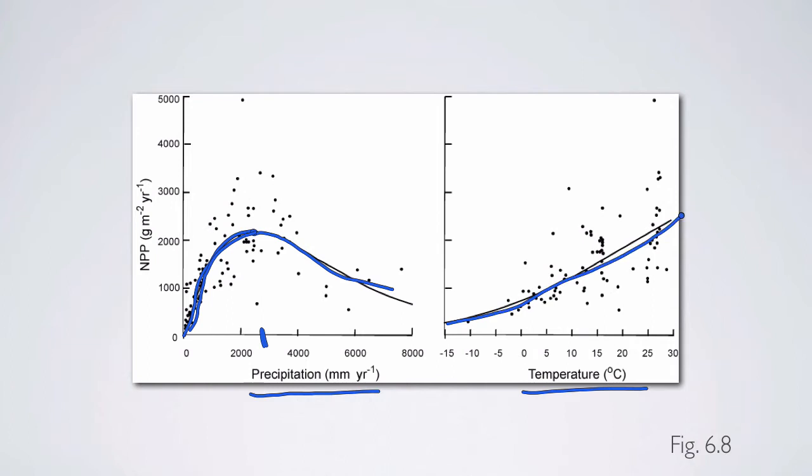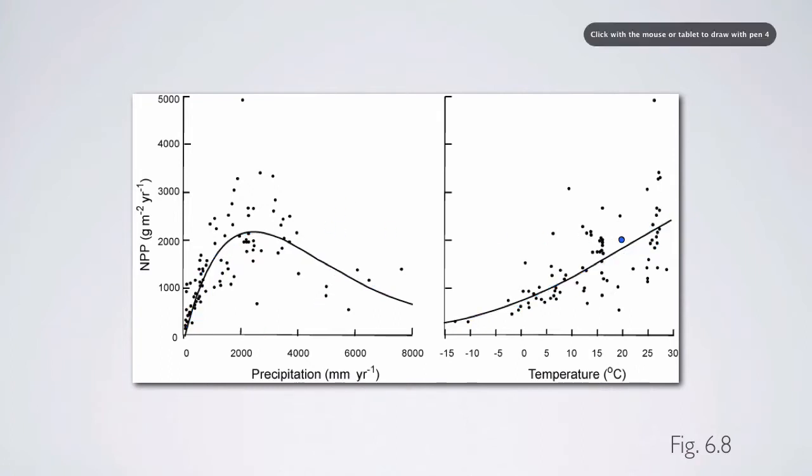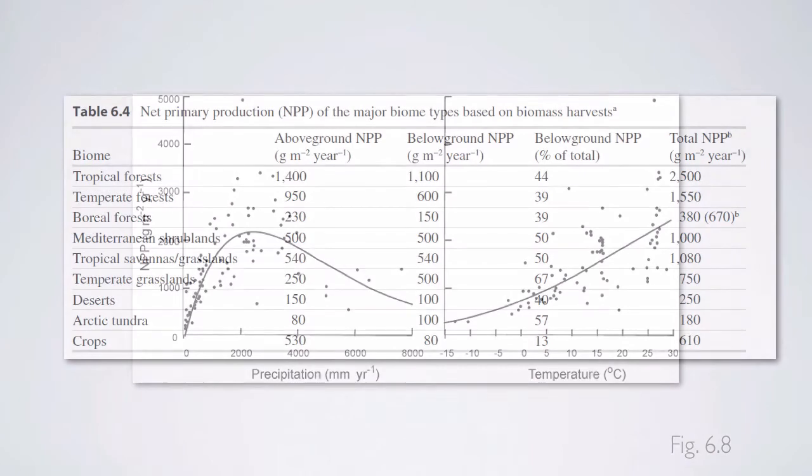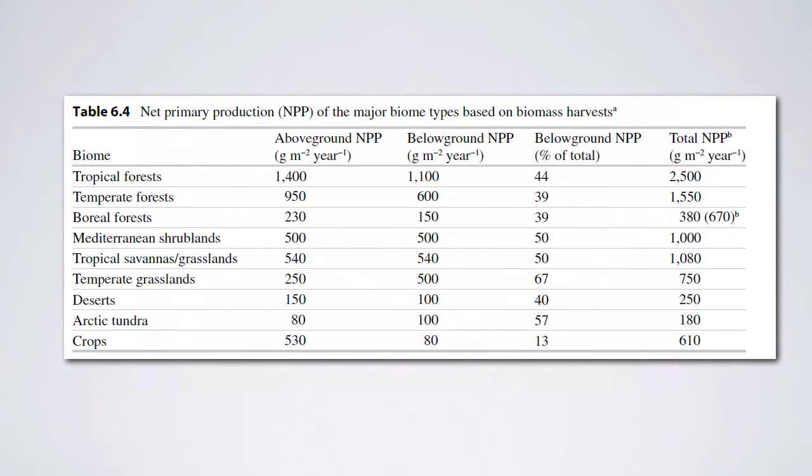And then warmer ecosystems also have greater NPP, and this holds across a wide range of ecosystems. So together, wetter ecosystems and warmer ecosystems, at least up to a certain point for precipitation, are going to have greater amounts of NPP. Across ecosystems, if you look by biome types, there's over 10-fold variation in NPP.